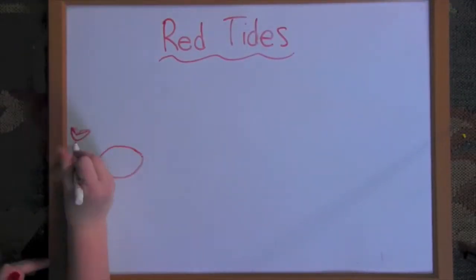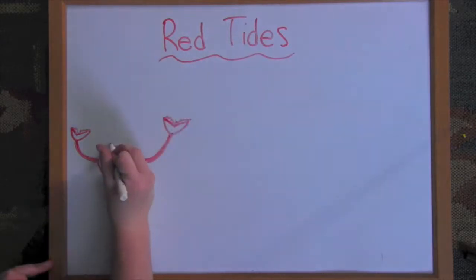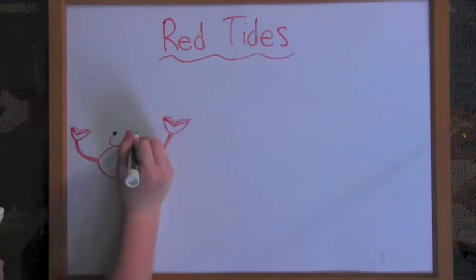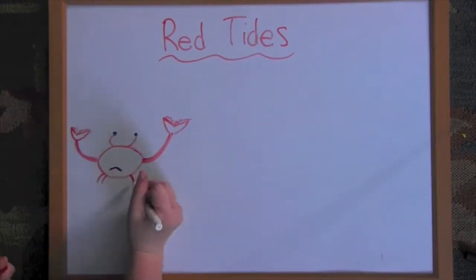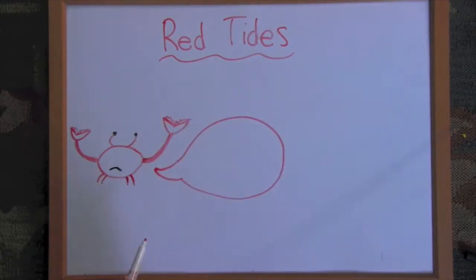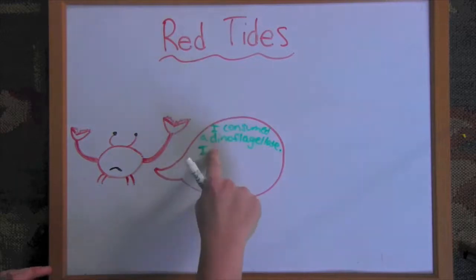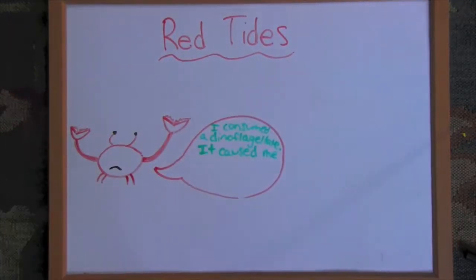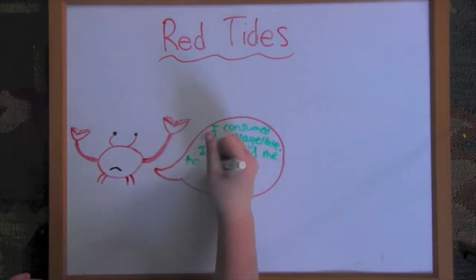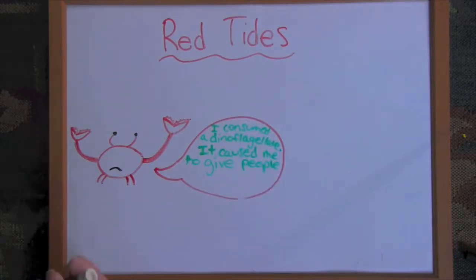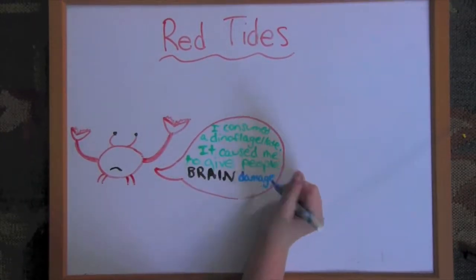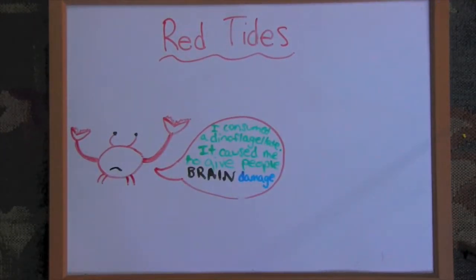So here's a crab, and he is representing the shellfish. When the dinoflagellates are consumed by shellfish, they accumulate a high enough concentration of chemicals in their tissue that cause brain damage to humans and animals that consume these shellfish. And the crab is just worried because he ate a dinoflagellate and could give people brain damage.